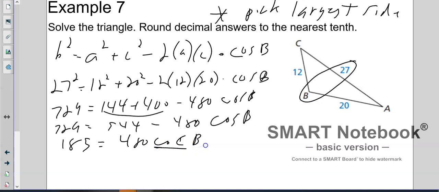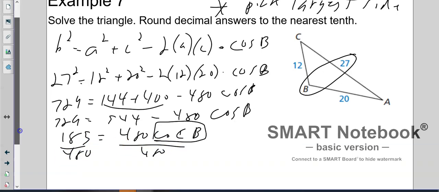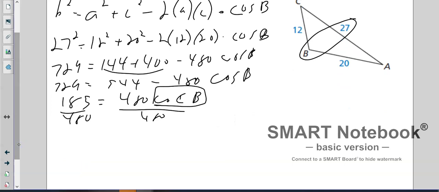Now think about it as if this was just x, 480x. I need to get rid of that 480. How do I do that? By division. So 185 divided by 480 gives me a long number, but I'm going to go with 0.385 equals the cosine of B.